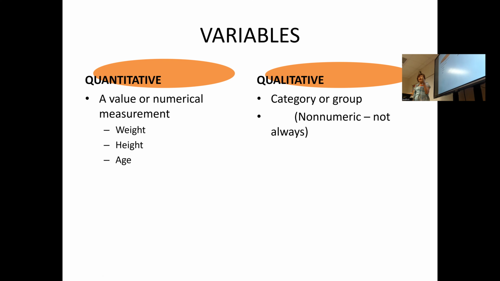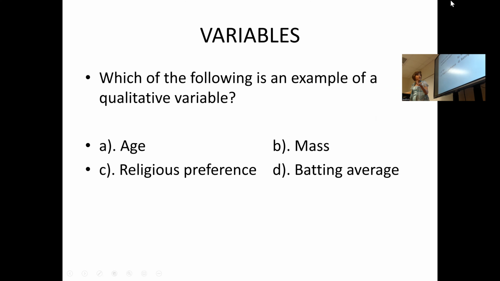So let's look at quantitative. If we took a list of everybody's weight, that'd be awful, but we could make a list of that. That would be quantitative data. Height, age, that would also be awful. Qualitative, though, would be things like collecting data on gender or origin, maybe what country you were born in. All right.